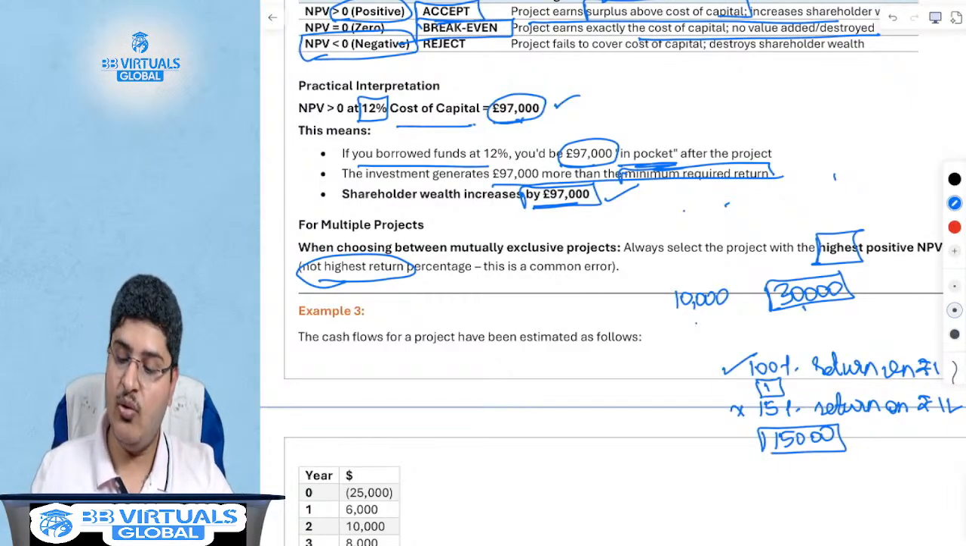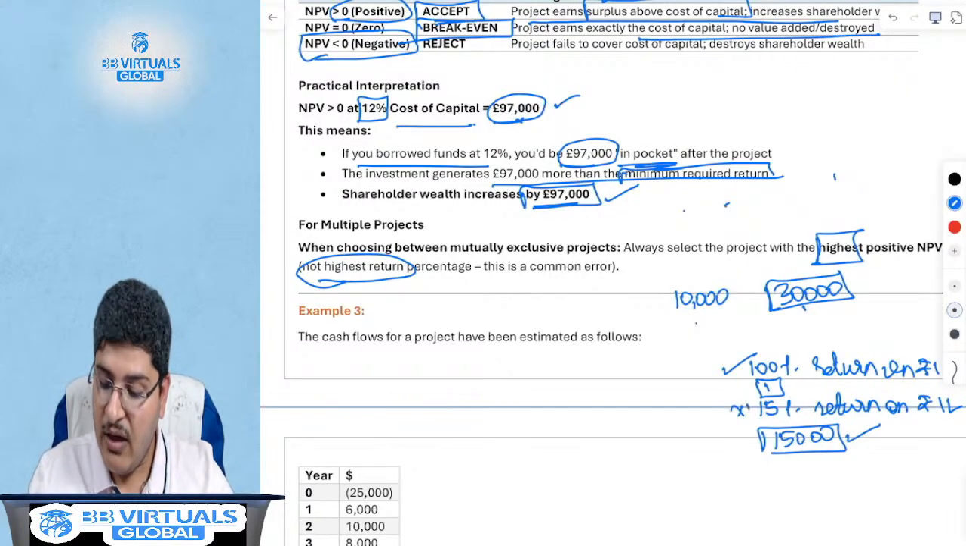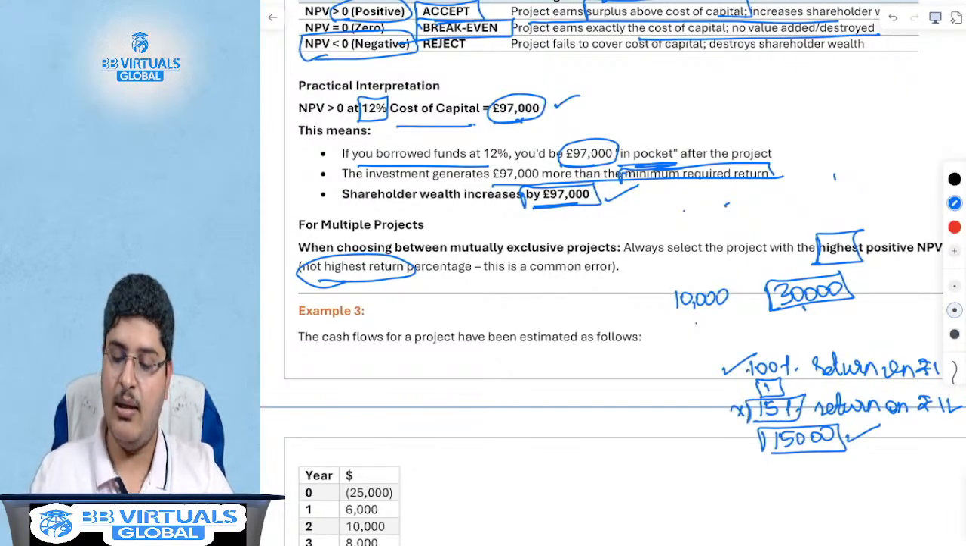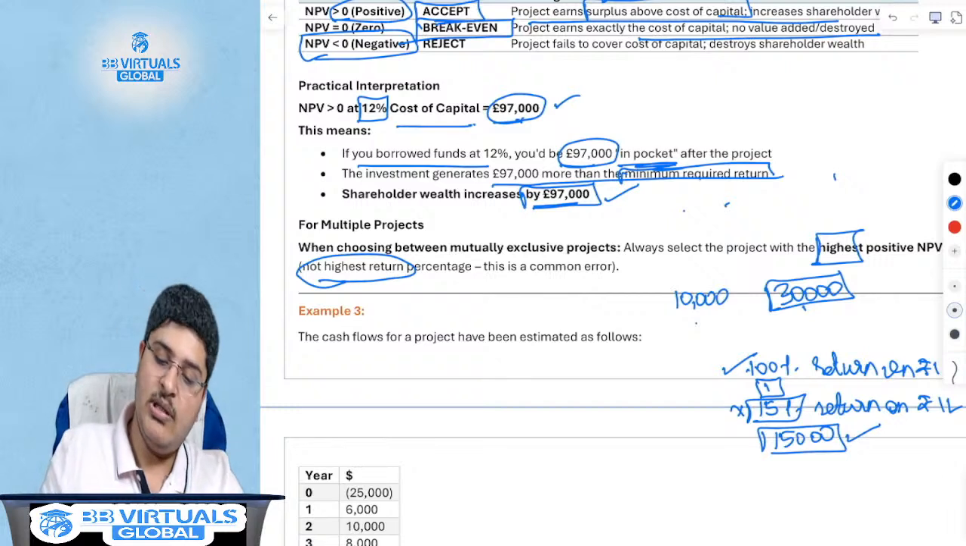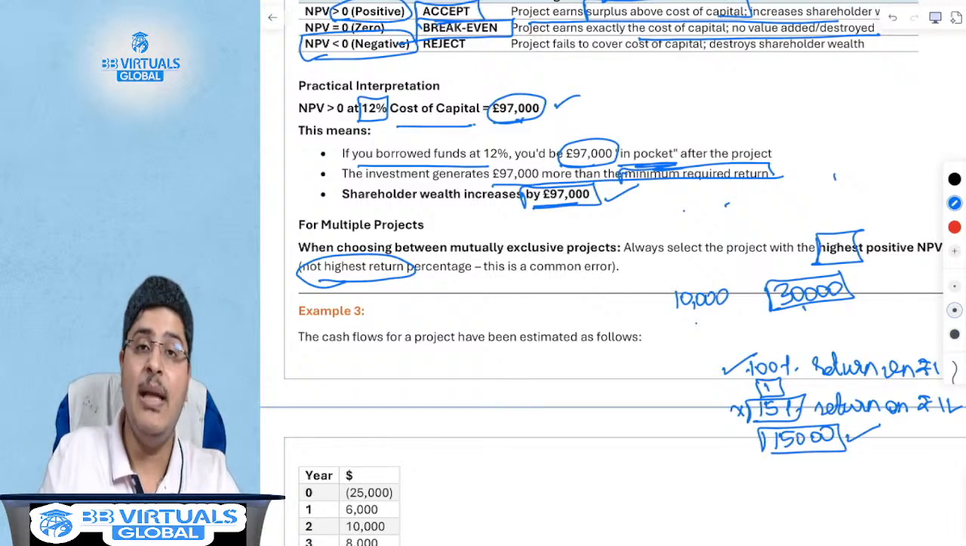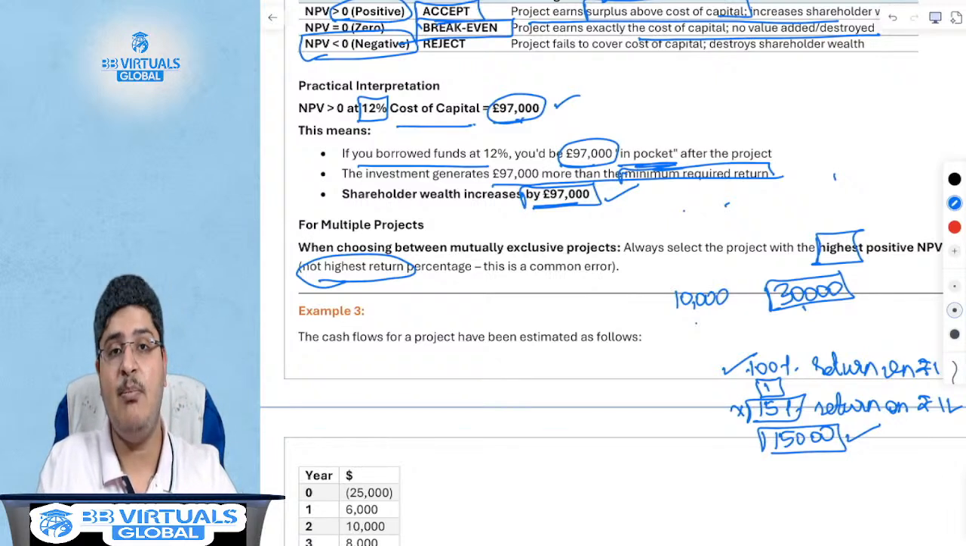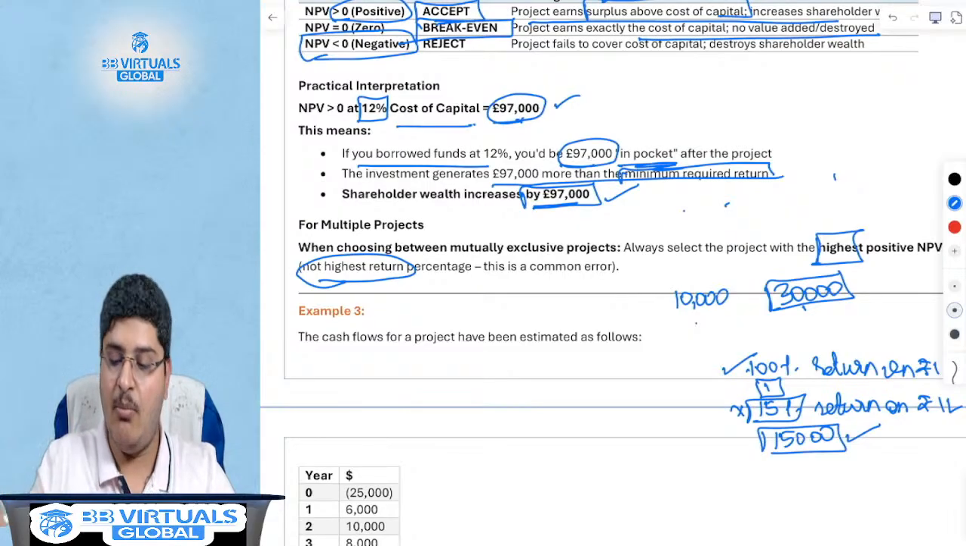So what will you choose? You'll of course choose 15,000, even if 15% is lower than 100%. So you choose the one which has the highest possible NPV, highest positive NPV in an absolute amount and not as a percentage.